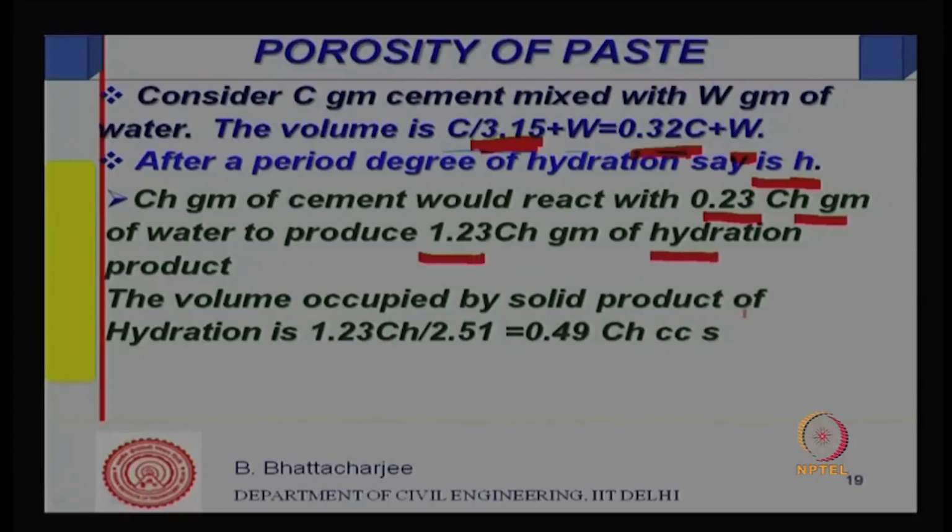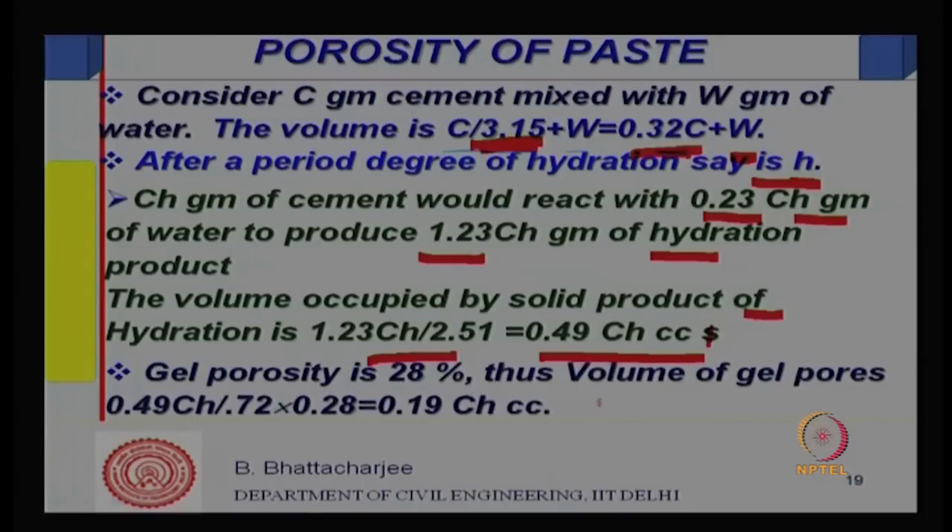The volume occupied by the solid product of hydration therefore is 0.49 Ch cc. Same calculation follows, because 1.23 grams occupied 0.49, and Ch is the amount of cement that is reacted. Gel porosity is 28%, thus the volume of gel pores would be 0.19 Ch. Same calculation is being repeated, only now I add Ch with it. Earlier, everything was 1 gram that I was taking.